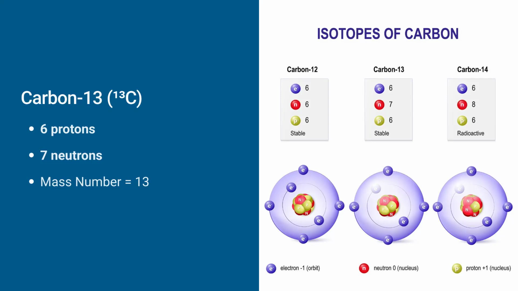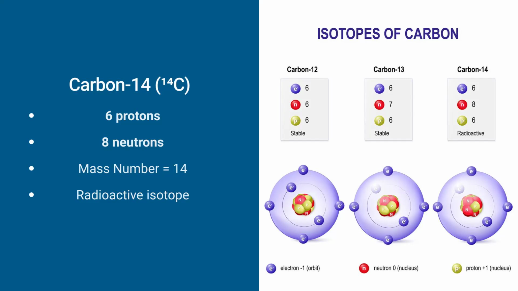This isotope still has 6 protons, maintaining its identity as carbon. However, it contains 7 neutrons. This extra neutron increases its mass number to 13. Carbon-13 is a stable, non-radioactive isotope often used in scientific research.